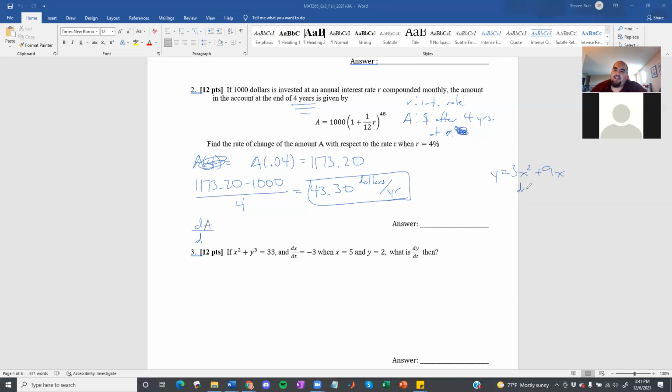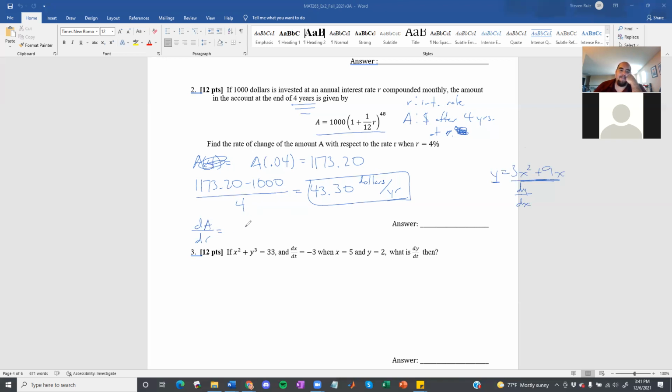So in this case, I usually have taken the derivative of y with respect to x. Y is a function of x. In this case, A is a function of R. Right, so if you just take that derivative there, this is going to give me an instantaneous rate of change of A with respect to changes in R.